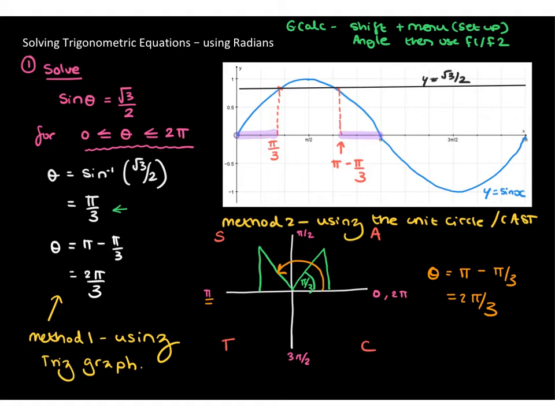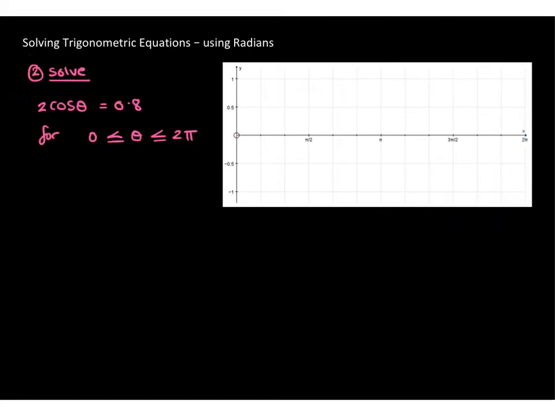Now in both cases, remember, there are two answers to this equation within the set of theta values that were allowed, pi by 3 and then 2 pi by 3. So you've got two different methods of solving your trigonometric equation. So let's have a look at a second example. We're going to solve 2 cos theta equals 0.8.